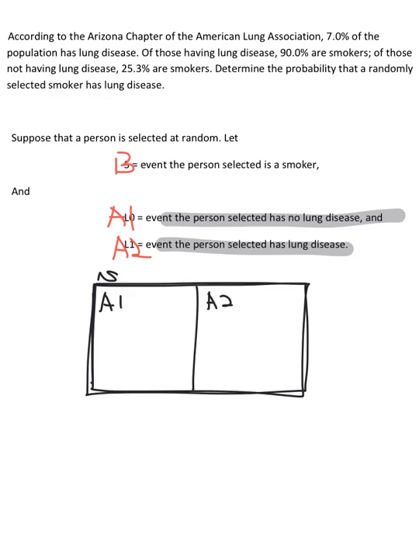And I told you, we need B. What is B? Who are smoking. It is B. Can you understand the example? Can you make the Venn diagram?